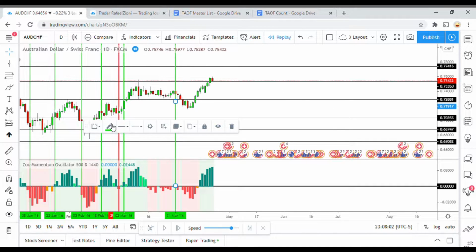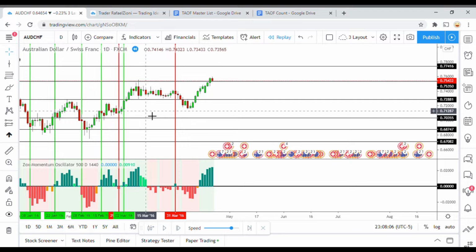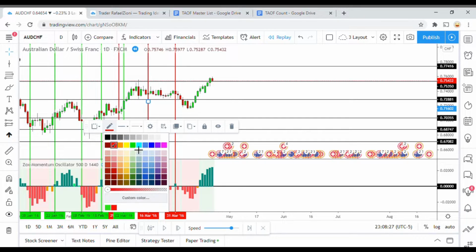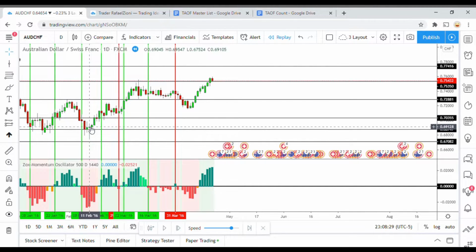Market makers are good at doing things like this. So what they have done, let's see. I don't think that's ever got to take profit. Let's see. Oh, it barely did. That was super close.